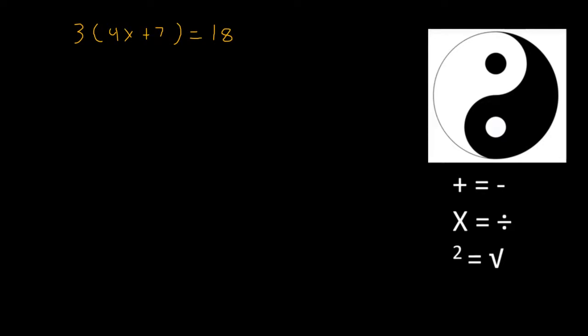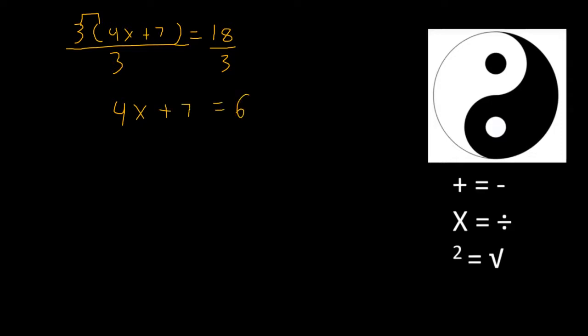With this one right here, I'm going to show you 2 different ways to do this. This parentheses right here confuses a lot of students. So the first way I'm going to do it is I'm going to think, what's happening between these 2 variables? Well, if there's nothing in between them, we know that they're multiplying. So the opposite of multiplication is division. Divide by 3, divide by 3. So now it's 4x plus 7 equals 6.